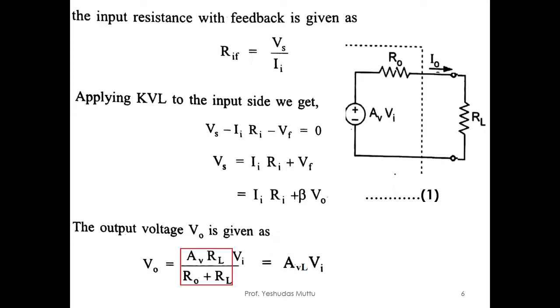AVL. Fine. What is VI? VI is nothing but II into RI. So V0 is AVL II RI. Let me call this equation 2. Now, in equation 2 I have got V0 equal to AVL II RI. In equation 1 I have Vs is equal to II Ri plus beta V0. So I can substitute this V0 over here. That will be my next step.